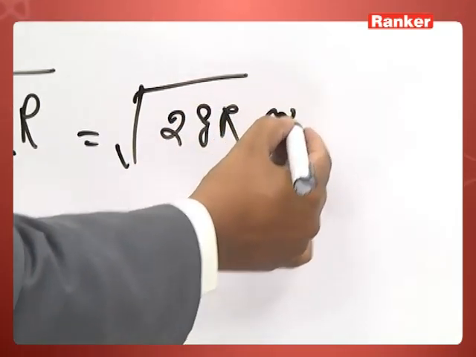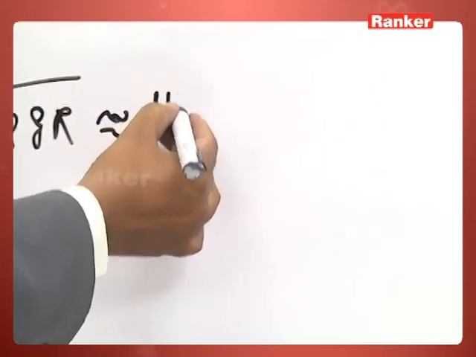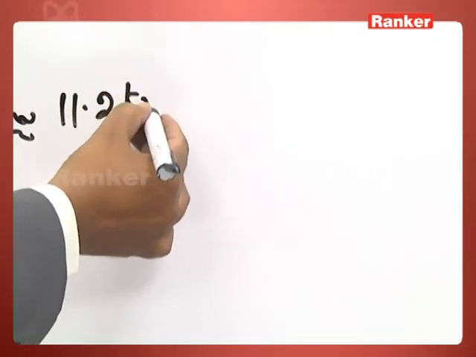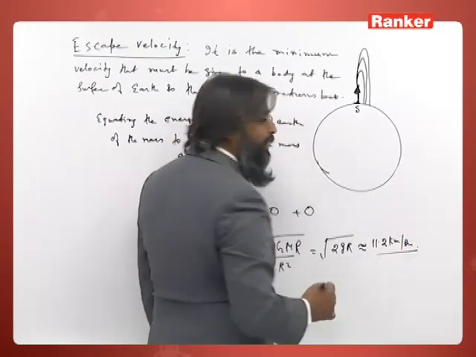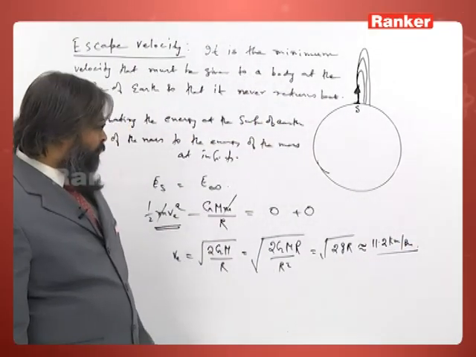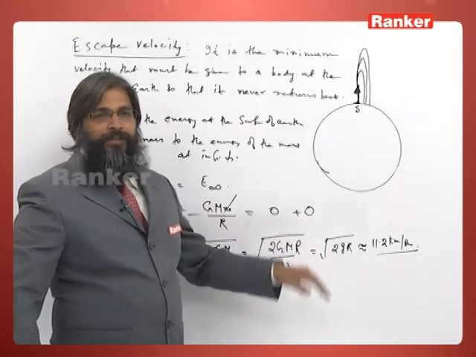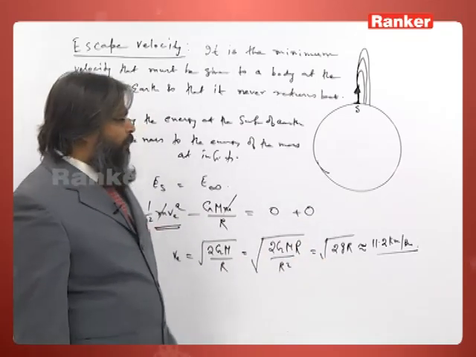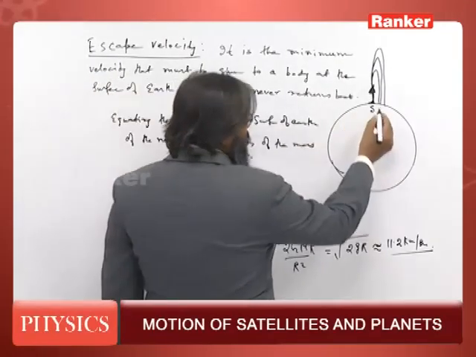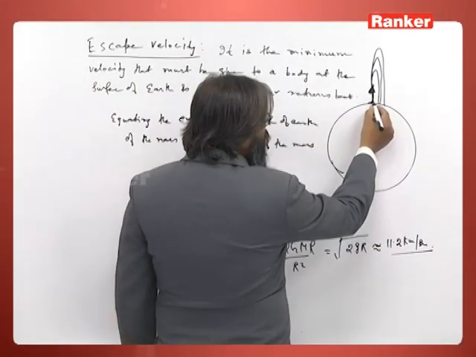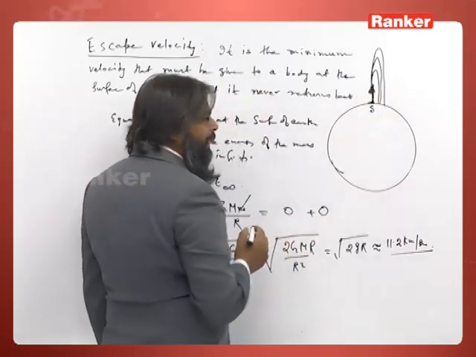This value comes out to be 11.2 kilometer per second. So, this is the escape velocity. So, when we throw a ball, suppose I throw a ball from here. You see here I have thrown it vertically above.